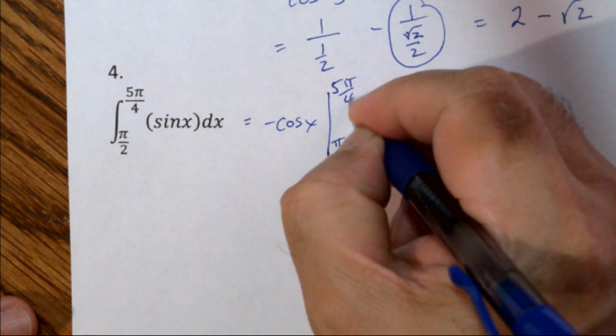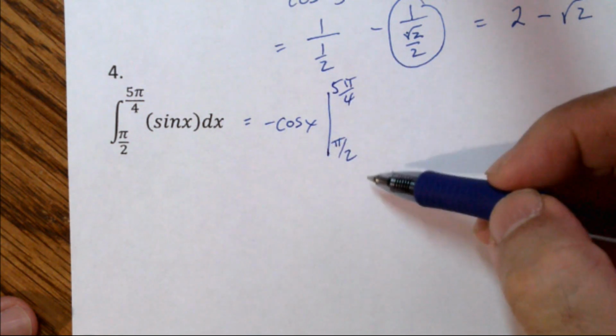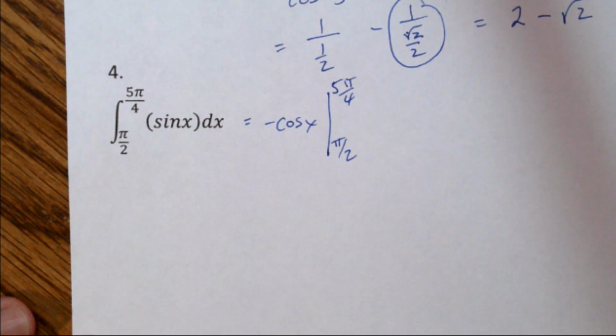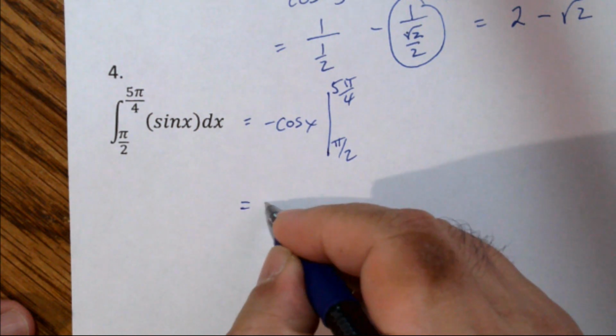Now, I know I am not consistent the way I said it. Like, take it from pi over 2 to pi over 4. Take it from 5 pi over 4 to pi over 2. And don't worry about it. Somebody will correct me, I suppose.